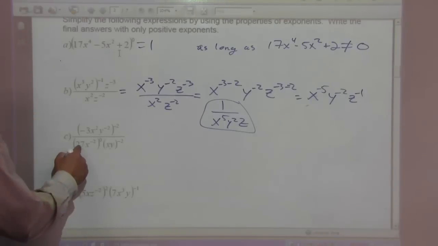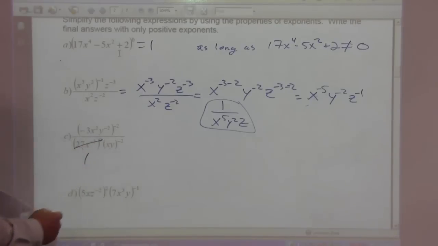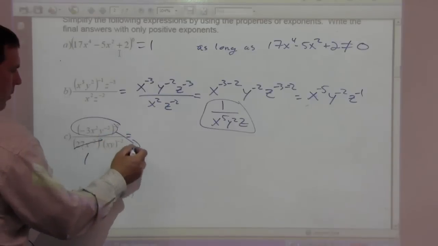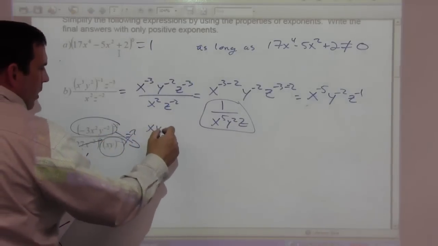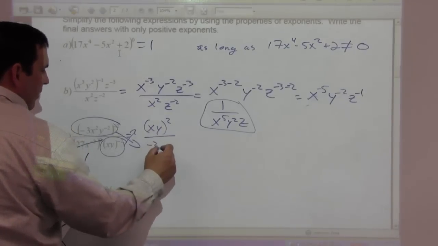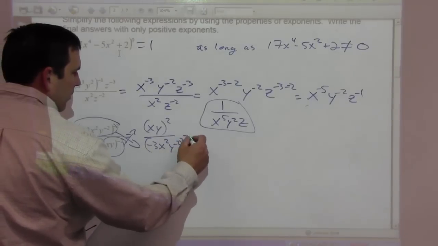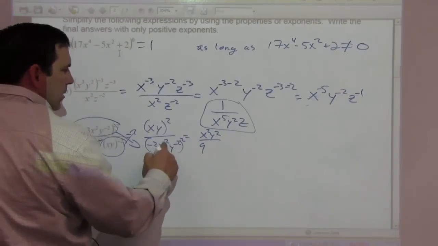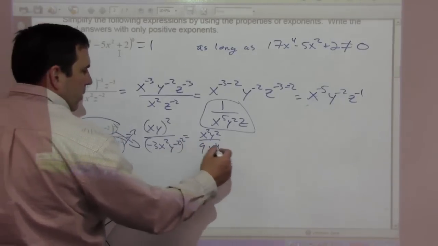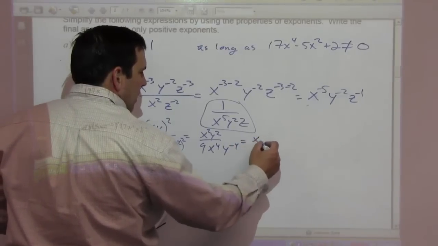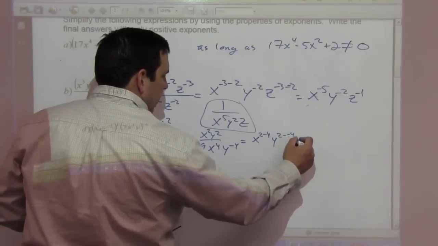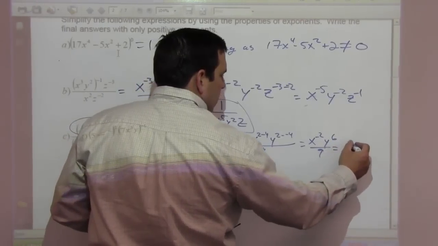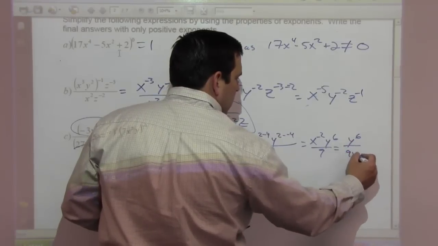Now, next one, 27x to the negative 2 to the 0 power, that's just going to be 1. Next, this has a negative power, so I'll send the whole thing down below. This has negative power, send this up. That's going to be x, y to the 2 power over negative 3x squared, y to the negative 2, to the 2 power. That's x squared, y squared over negative 3 squared, which is 9. x squared squared is x to the 4th. y to the negative 2 squared is y to the negative 4. So it's going to be x to the 2 minus 4, y to the 2 minus negative 4 over 9. So x to the negative 2, y to the 6 over 9. So it's going to be y to the 6th over 9x squared.